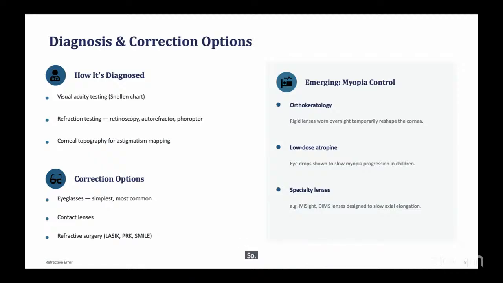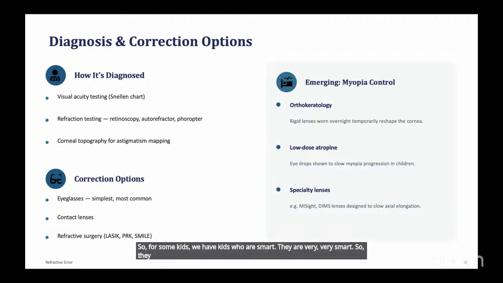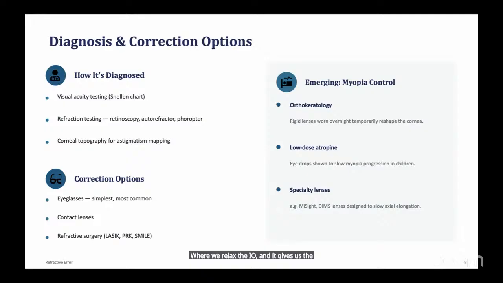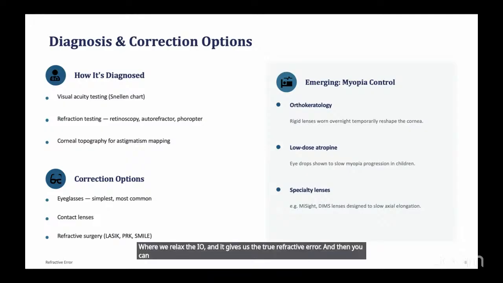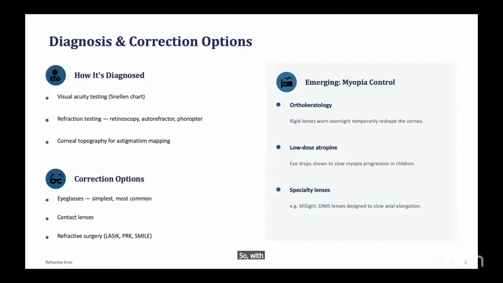So for some kids, we have kids who are smart. They are very, very smart. So they might pretend that they are not seeing well. Okay, and that's when the refraction test comes in, where we relax the eye and it gives us the eye's true refractive error. And then you can truly tell whether the kid can see or can't see very well. So with that, we do the refraction, then we use either the retinoscope or the autorefractor, which just captures the total power of the eye, just like the retinoscope. Then we work with the values we get from it. Then we get them the necessary correction they need.